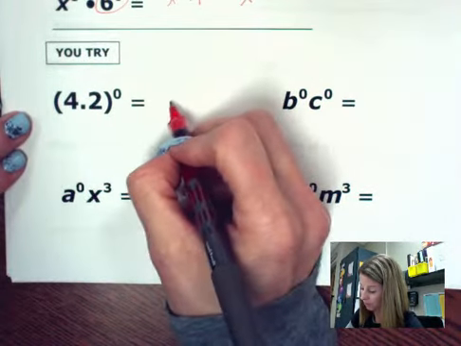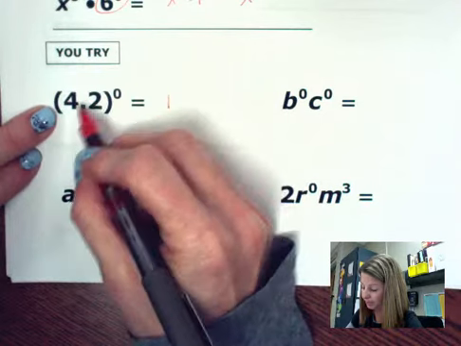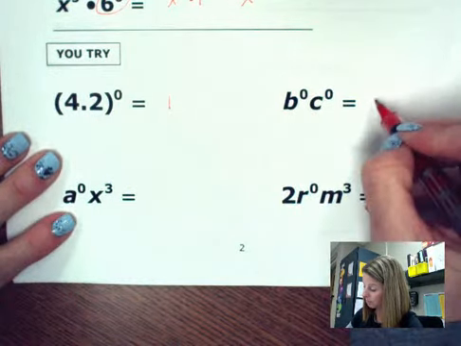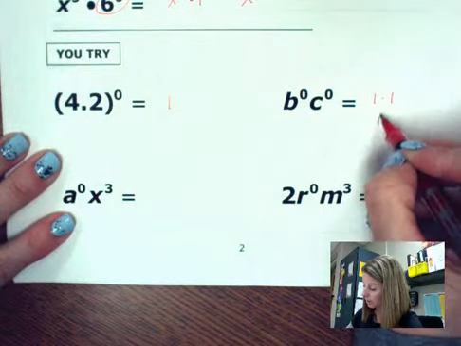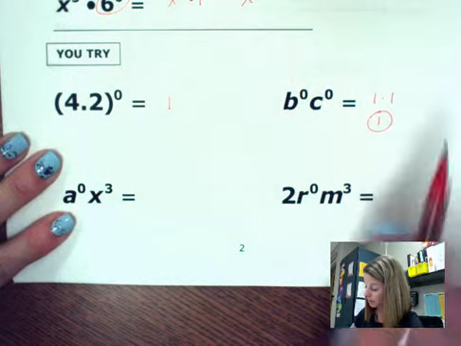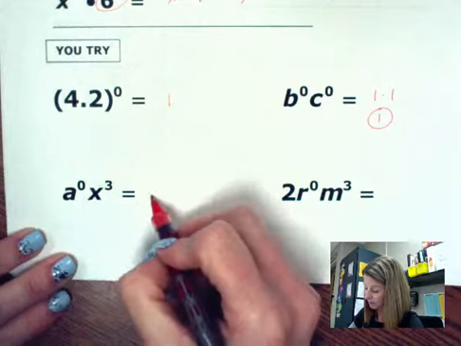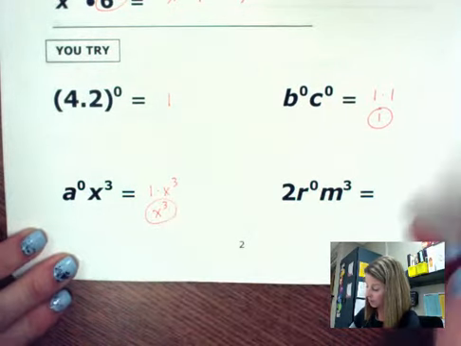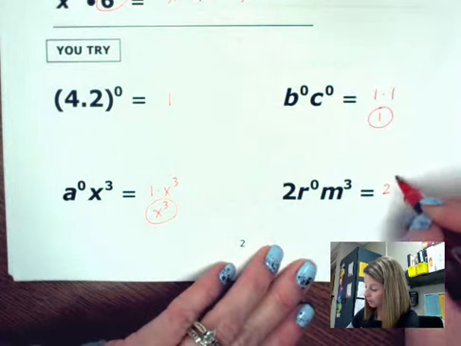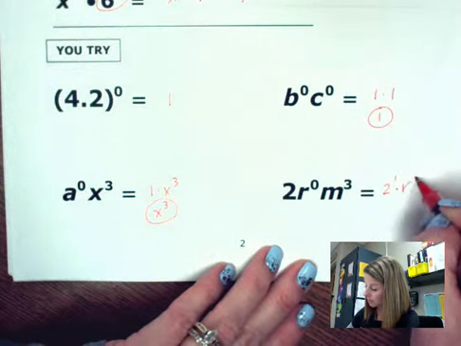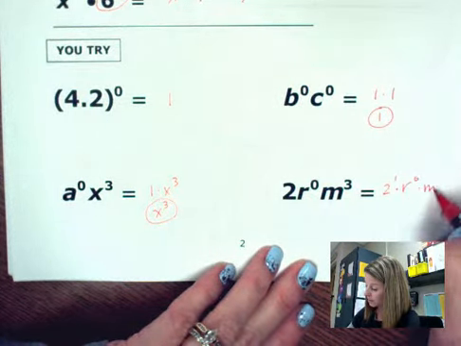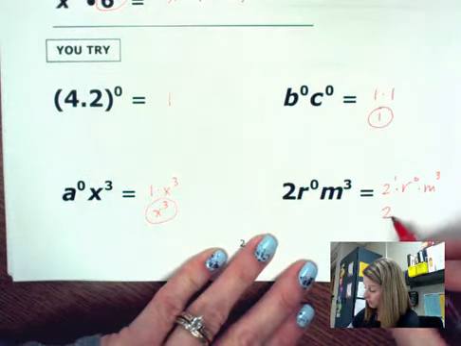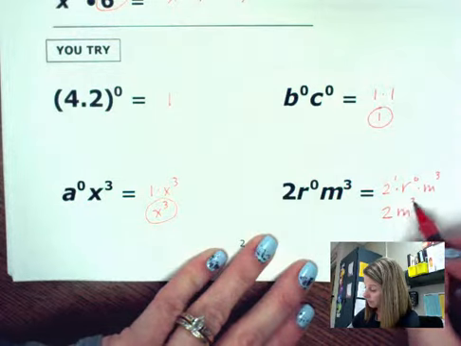The first one here, you should have gotten 1. Since it's in parentheses, it's all to the first power, all going to be 1. Both of these are going to be 1. So this is like saying 1 to the 1, or 1 times 1, so the answer is 1. This is going to be 1 times x to the 3rd, so the answer is x to the 3rd. And this is going to be like 2 to the 1st times r to the 0 times m to the 3rd. So the only thing that turns into a 1 is r to the 0 power. So this is going to be 2 times m to the 3rd.